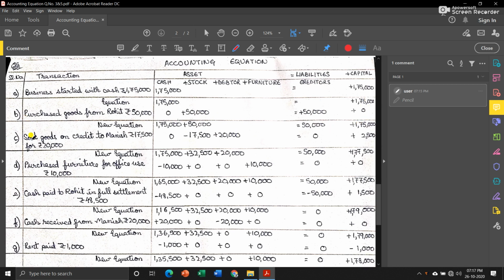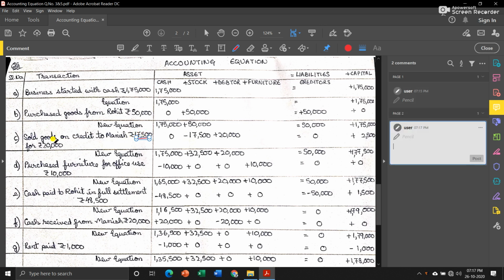Now next transaction number C, sold goods on credit to Manish for rupees 17,500. Now the cost price is 17,500 but he sold it for 20,000. That means selling price is 20,000, cost price is 17,500. So the difference amount will be his profit since selling price is more. So since he sold these goods on credit, we will write 0 in cash, but the cost price of the goods we will deduct from our stock, that is minus 17,500.